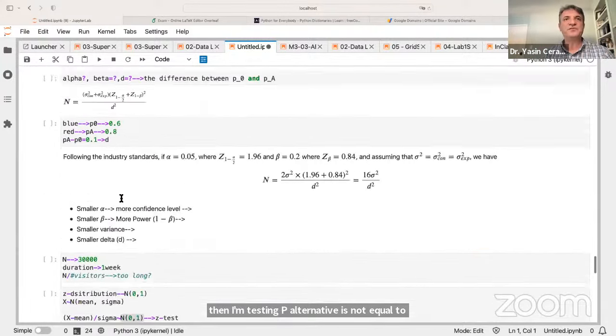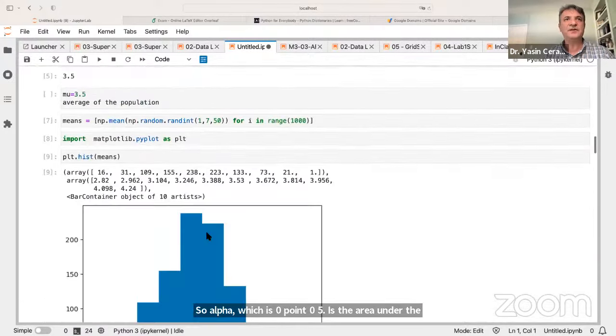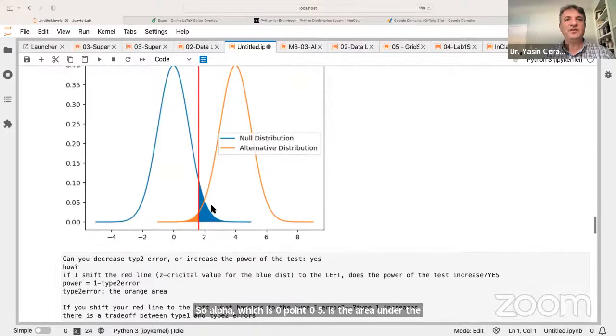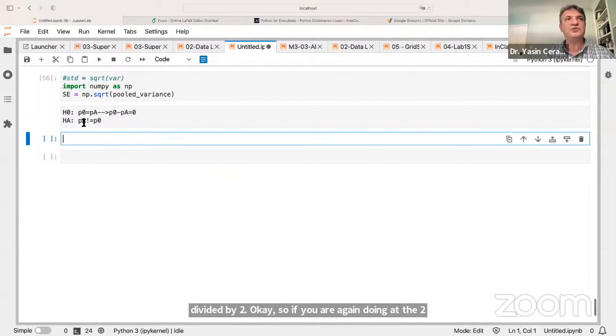So alpha, which is 0.05, is the area under the curve. Did we create both? No. Area under the curve on the right and on the left-hand side. So if you are doing a two-tailed test, alpha is the area under the curve on the right and on the left tail. So if alpha is 0.05, then this area on the right is going to be 0.05 divided by 2, if you are doing a two-tailed test. That's what we are doing here, because I assume P alternative is not equal to P naught.